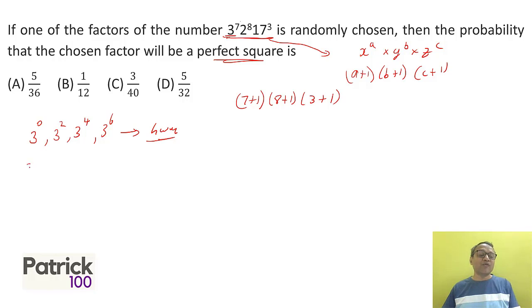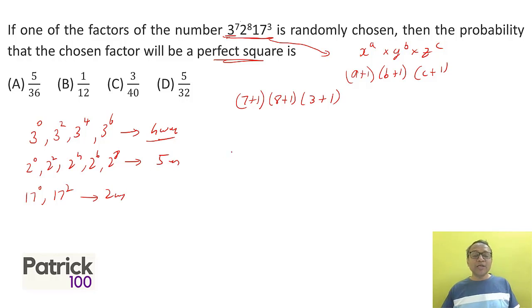Same way, power of 2 can be 0, 2, 4, 6 or 8: 5 ways, even for a perfect square. You can't have an odd power in a perfect square. It has to be all even powers, for a prime number raised to an even power. For 17, it can be 17 raised to 0 and 17 raised to 2: 2 ways.